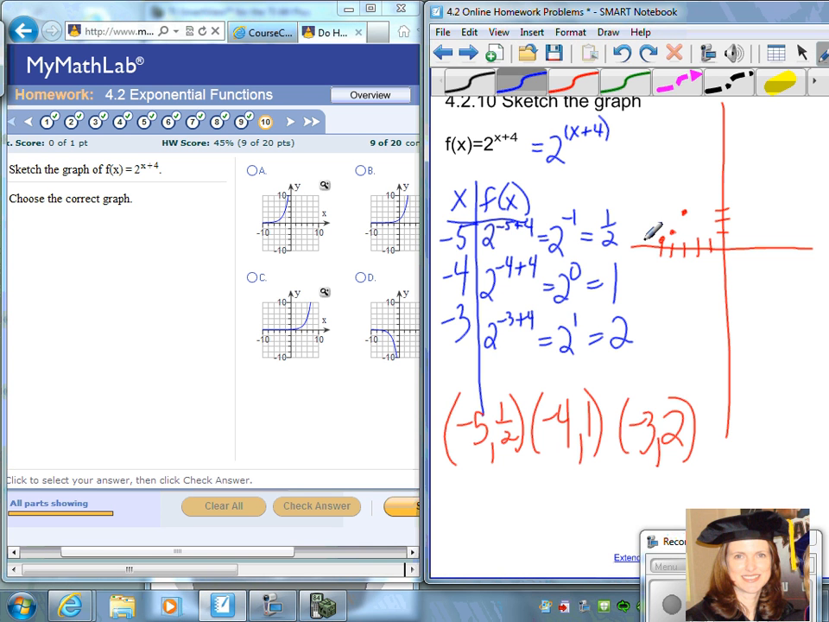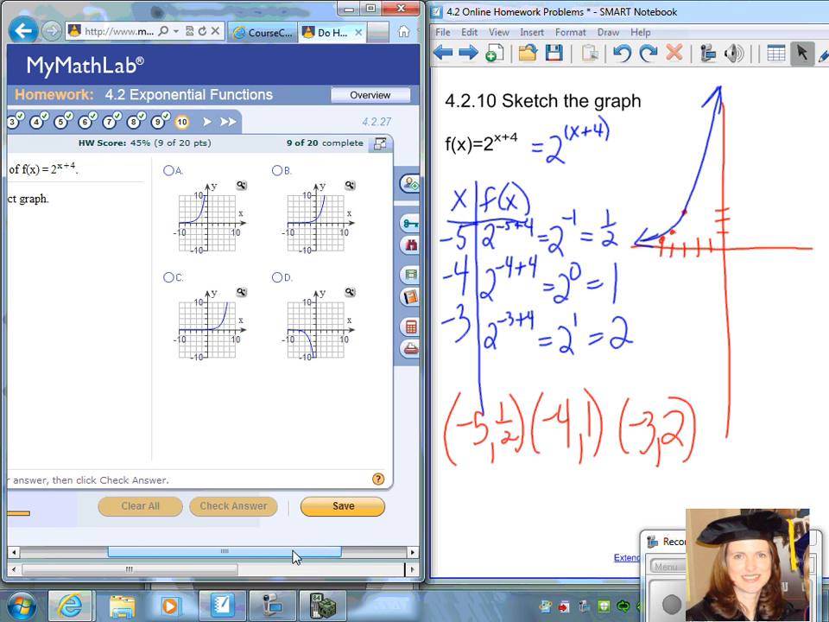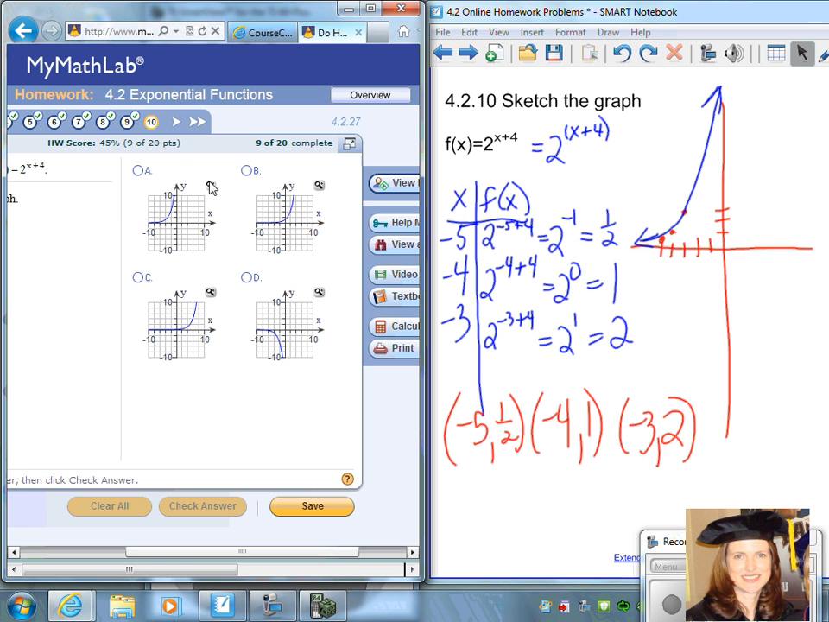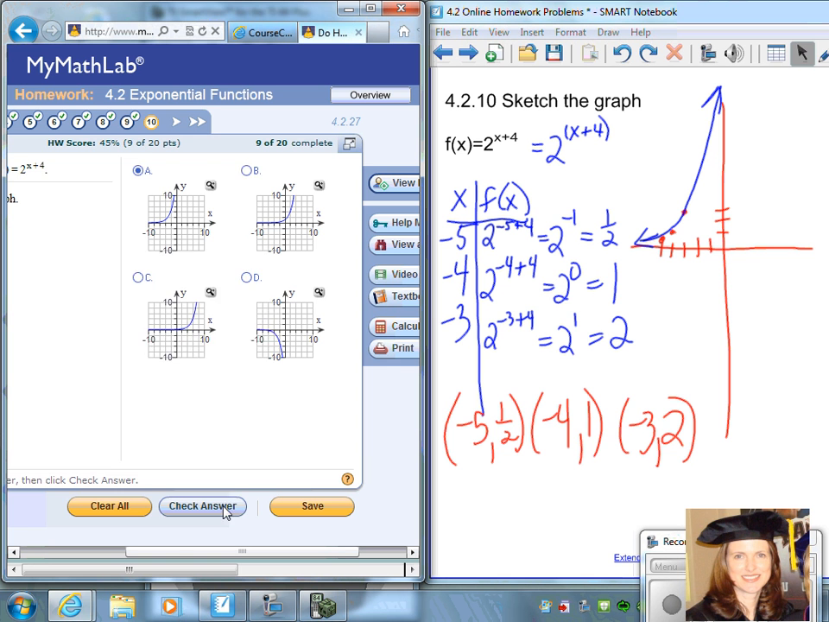If you start off with the -1, 0, 1, you're going to get these numbers that are so far up the page that you really don't see where the graph bends and where it flattens out. So that +4 would indicate that the whole graph of an exponential function has been shifted to the left 4. Compare your graphs, choose the best one, and check your answer.